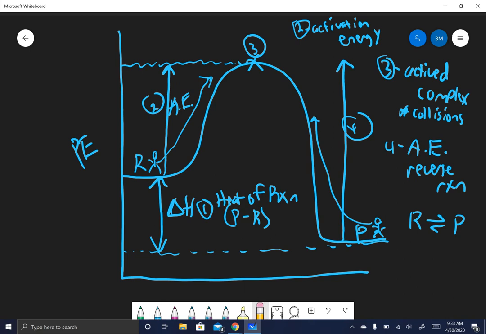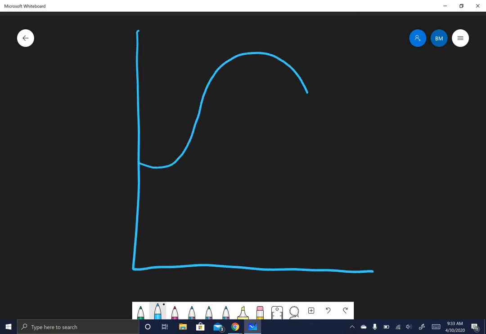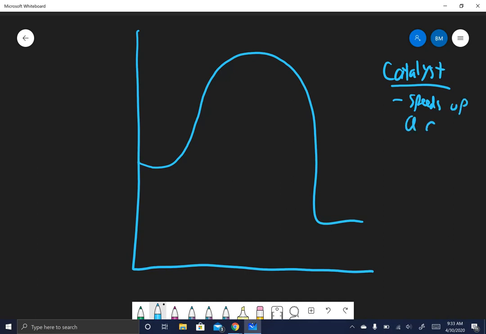Let me clear that and draw another one here. Now we'll take one, and I'll show you what a catalyst does. A catalyst speeds up a reaction. And how does it do that? It lowers activation energy. That's it. It allows the reactants to react with less energy.